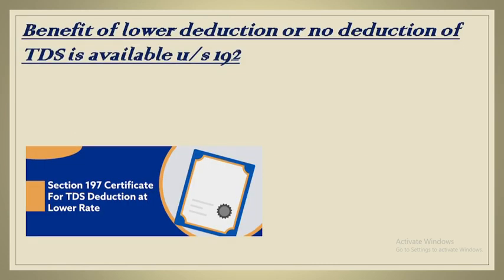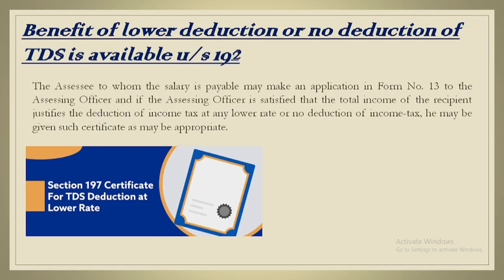Benefit of lower deduction or no deduction of TDS is available under Section 192. The assessee to whom the salary is payable may make an application in Form number 13 to the assessing officer, and if the assessing officer is satisfied that the total income of the recipient justifies the deduction of income tax at any lower rate or no deduction of income tax, he may give such certificate as may be appropriate.